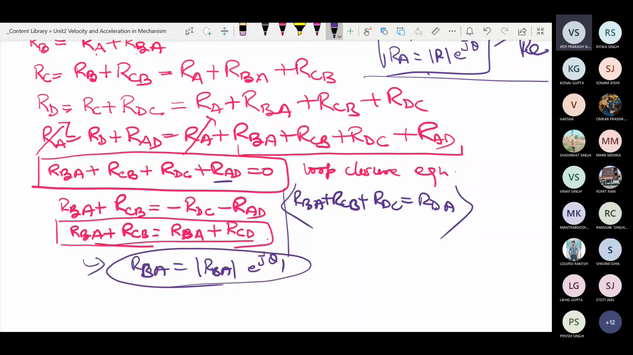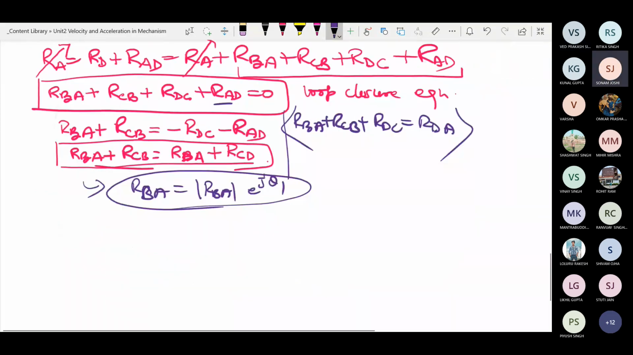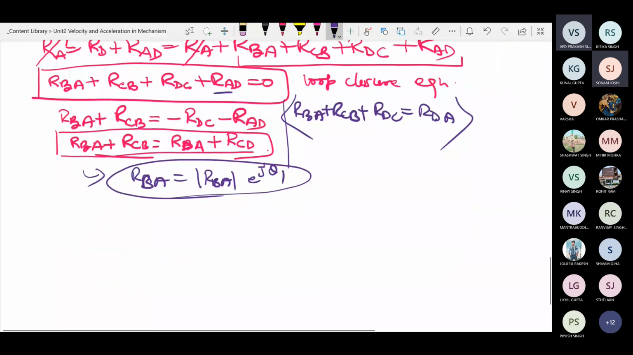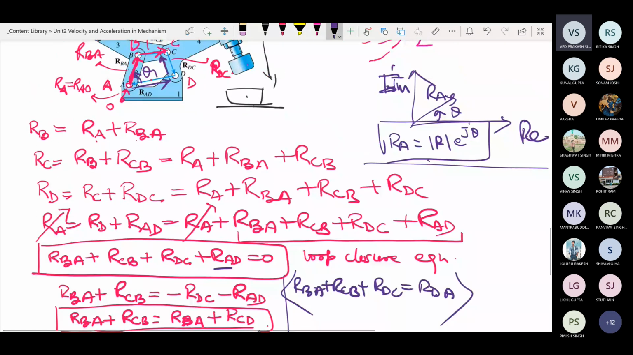So now I hope that you understood how to write the loop closure equation. Another thing, the vector notation, whatever I have followed, you can choose your own. It doesn't make a difference whether you are writing it RBA or you are writing RB. It's not a matter of concern at all. What you have to do, you have to follow the loop. Whatever you are writing, that you show properly.